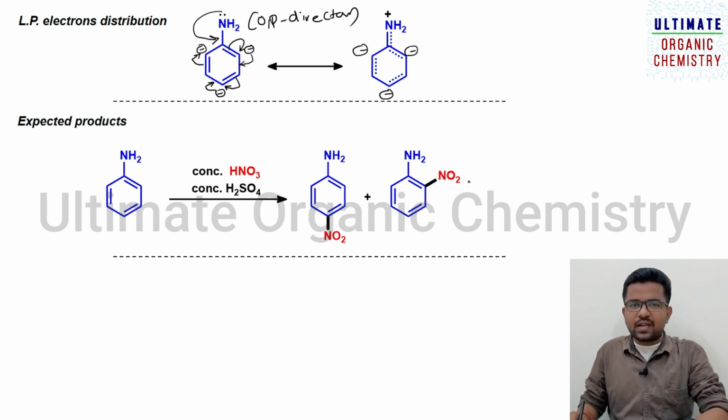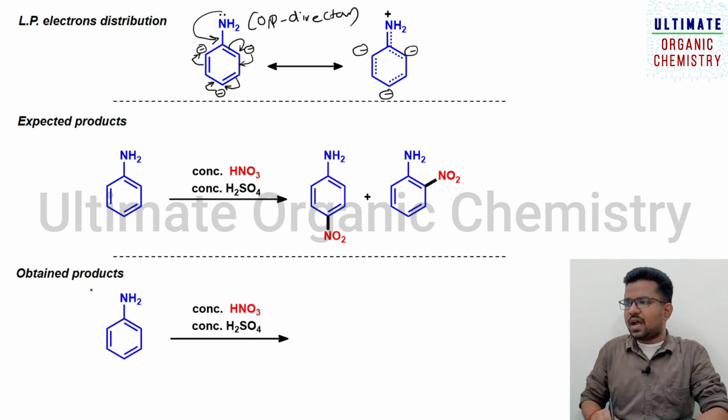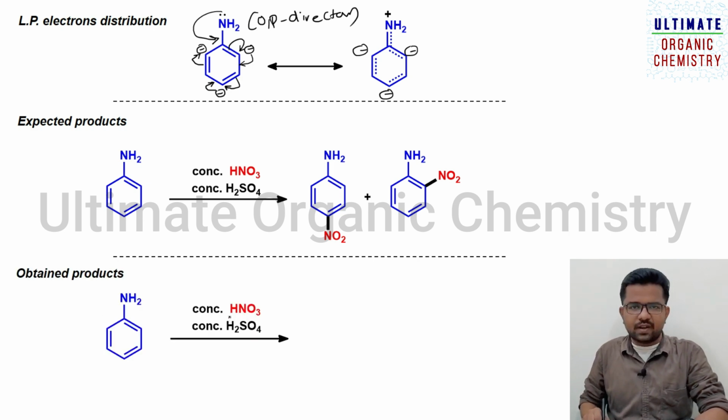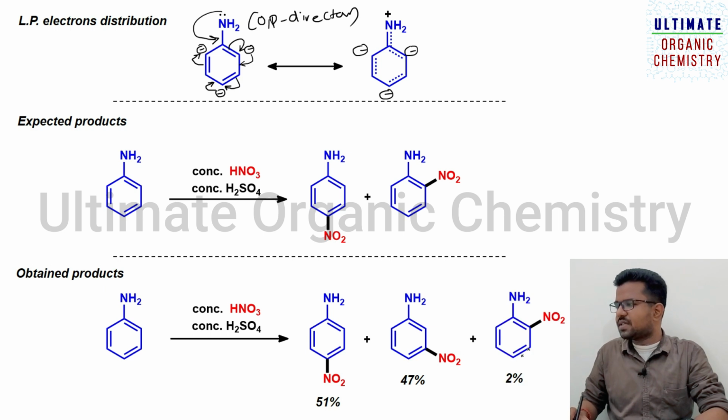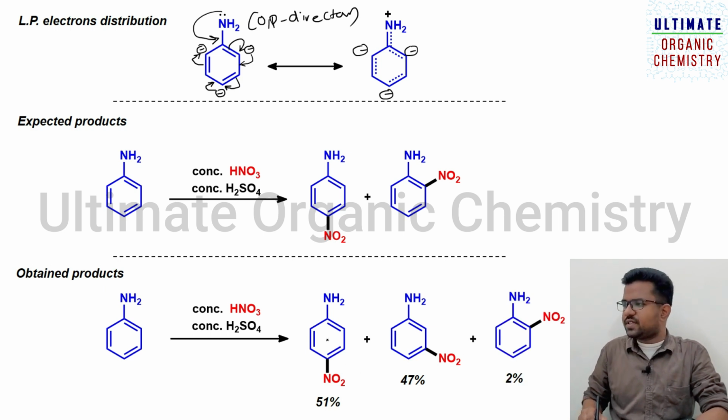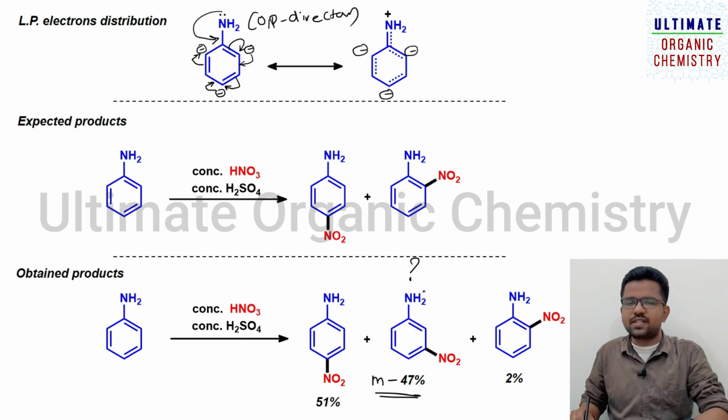But actually what happened is, when aniline is treated under the condition of nitration, you will get 51% of para product, 47% of meta product and 2% of ortho product. And if you check here, you get a new product which is meta, that is 47% of yield. And what is the reason behind the formation of this product, that we are going to discuss in the next slide.